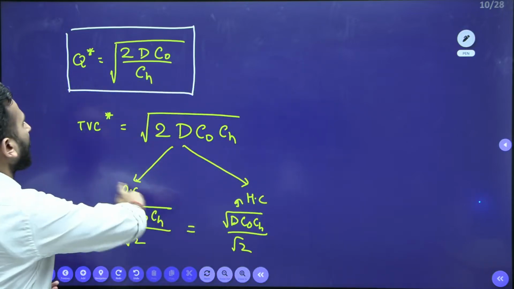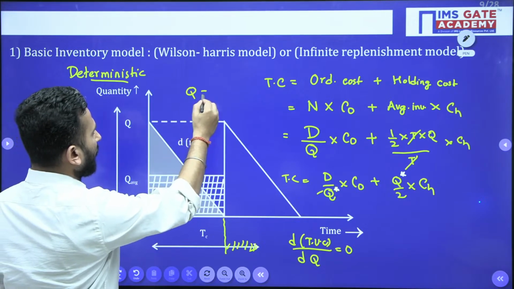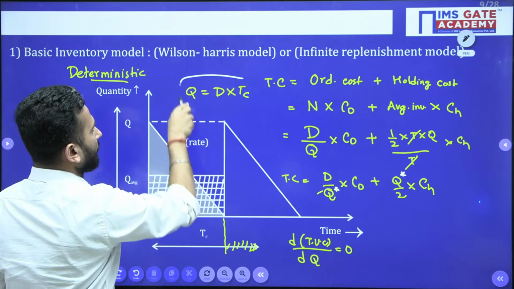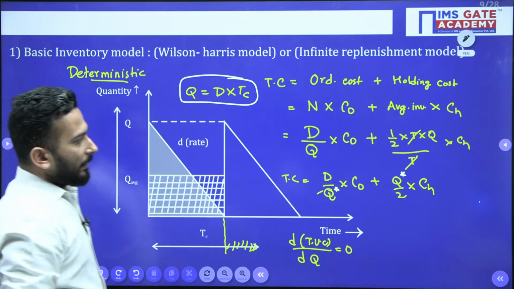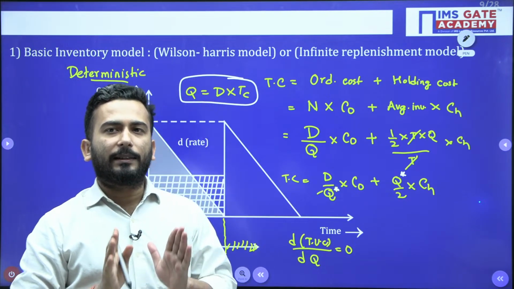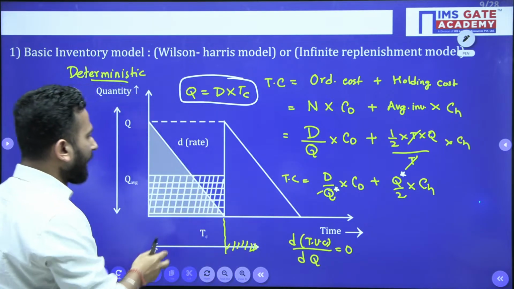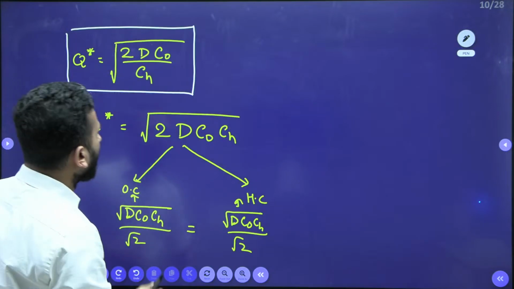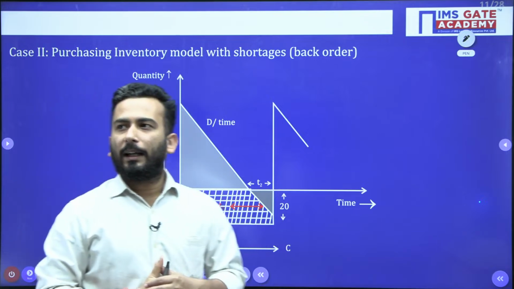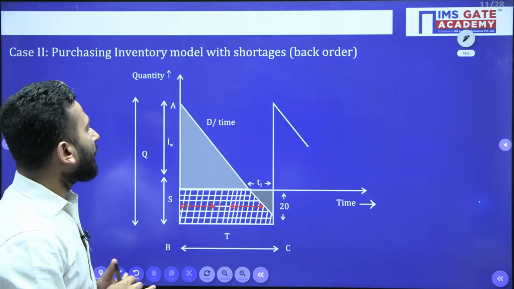And of course, if they ask you the cycle time, you can write Q is equal to demand into TC. My dear friends, it's very important to use the triangles effectively to your advantage, right? Always remember the triangles. So I'll not waste much time over here, simply coming to the next model, and that is the shortage model, my dear friends.